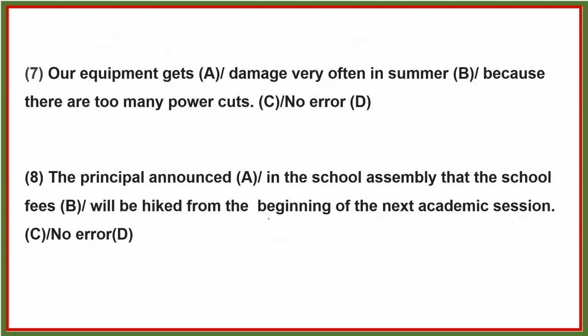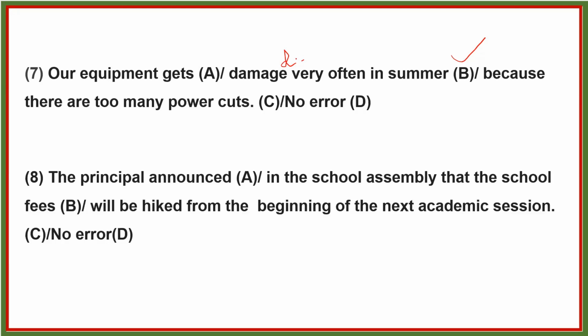Now see the seventh question. Our equipment gets damaged very often in summer because there are too many power cuts. Here, the error is in part B. If you read, our equipment gets damaged is correct because here it is in passive form. So here, damage is not allowed. Instead, it should be damaged. So I'll read for you again. Our equipment gets damaged very often in summer because there are too many power cuts.